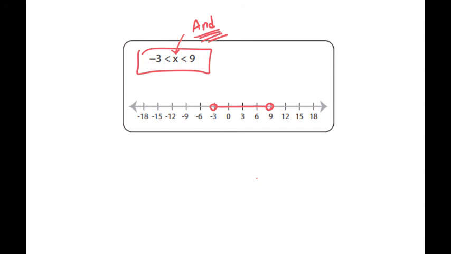This is the only case where you don't have to graph it above the line first. You can just go right on to your number line with your answer.